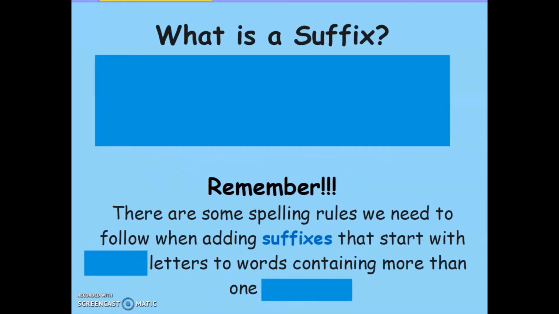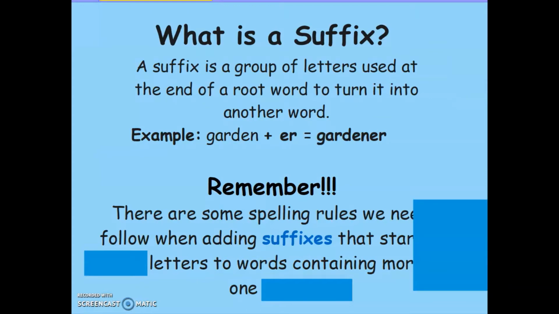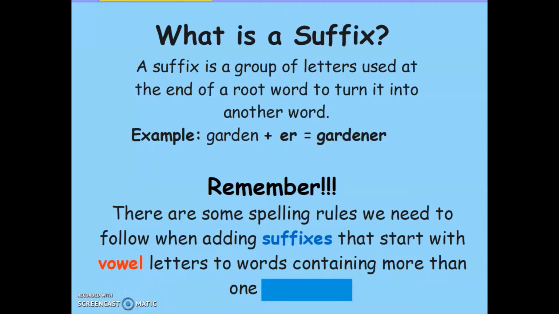For our Backstarter, we are continuing with suffixes. What is a suffix? You should all be able to tell me now that a suffix is a group of letters that is added to the end of a root word to turn it into another word. And our example that we have been using is garden is the root word, add the suffix, and your new word would be gardener. And we've been learning about the special spelling rules for suffixes that start with vowel letters. For example, starts with an E, to words containing more than one syllable.